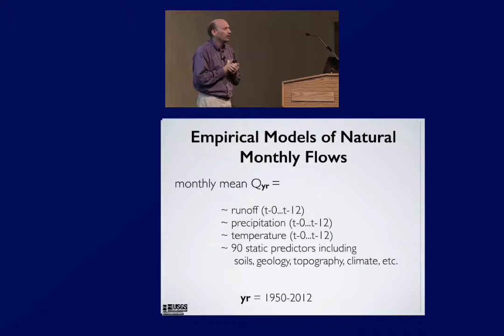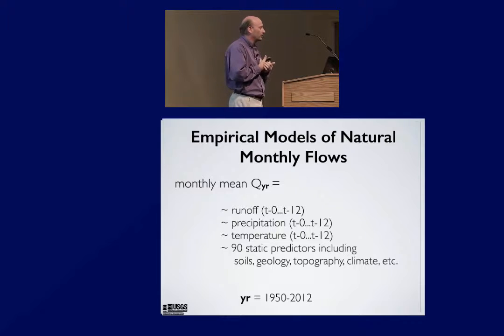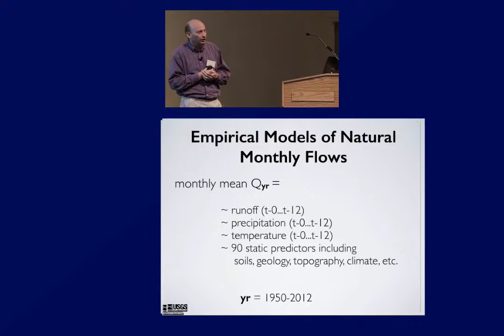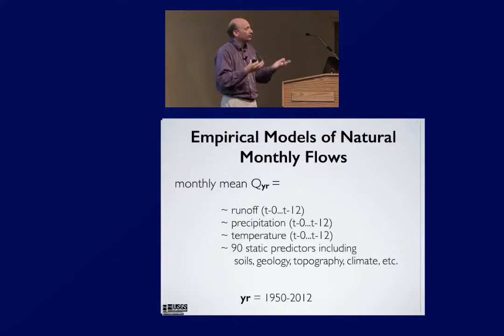So what do these models look like? Just to think of it in terms of a dependent variable, and I'll lay out what the different predictor variables were. We're trying to predict a monthly mean Q, or stream flow. It's the average flow over a month, and we built the model so that we could predict these monthly flows for a specific year. Okay, so that was the dependent variable.